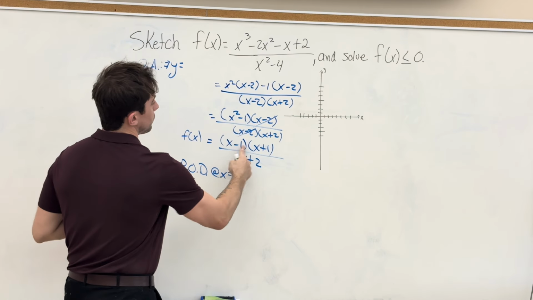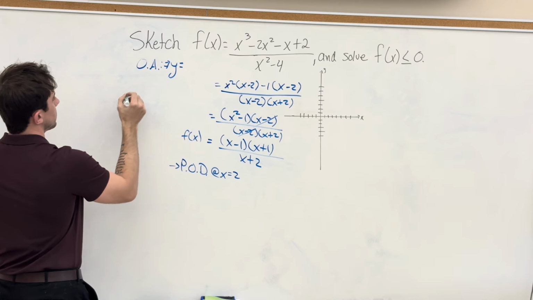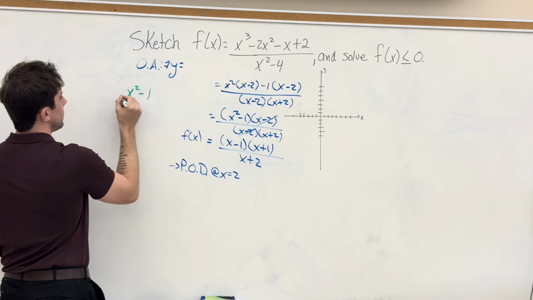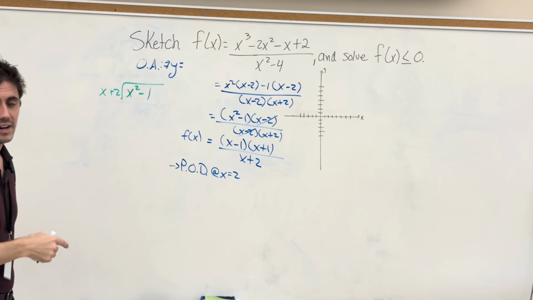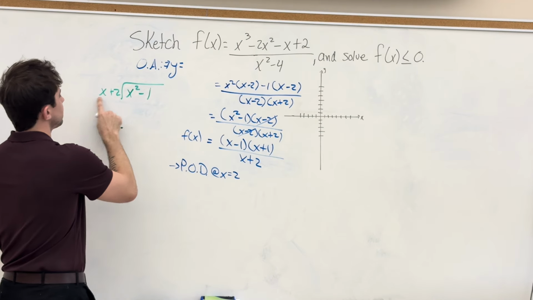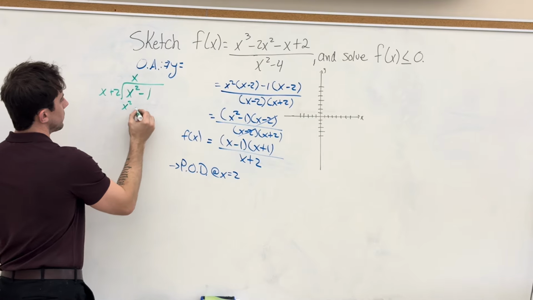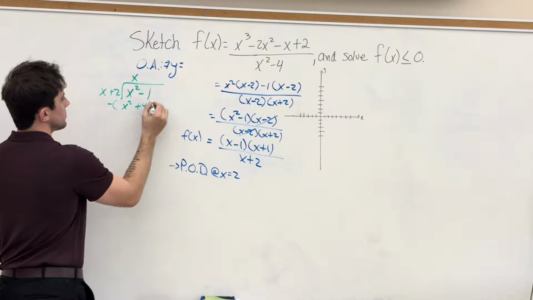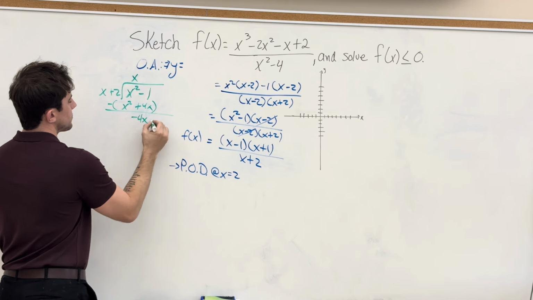Let's divide. If we multiply this out, you know it's just x squared minus 1. And so we're going to divide x squared minus 1 by the factor x plus 2, right? And now we can run through that algorithm. X times what makes x squared? That's x. X times x plus 2 is x squared plus 4x, and we subtract. And so we get negative 4x minus 1.